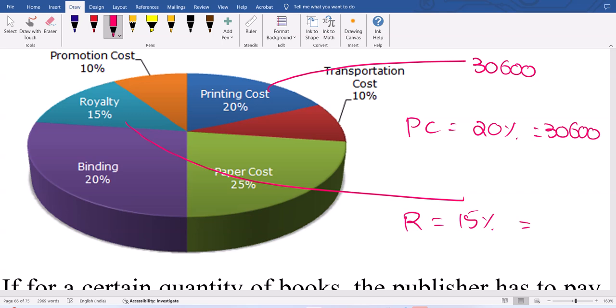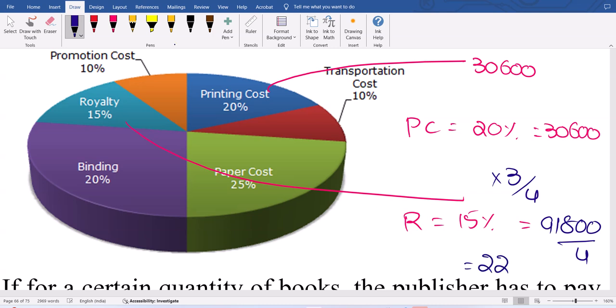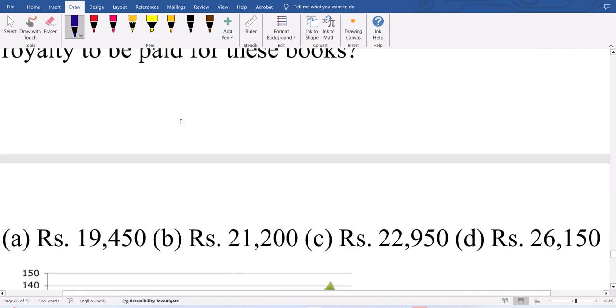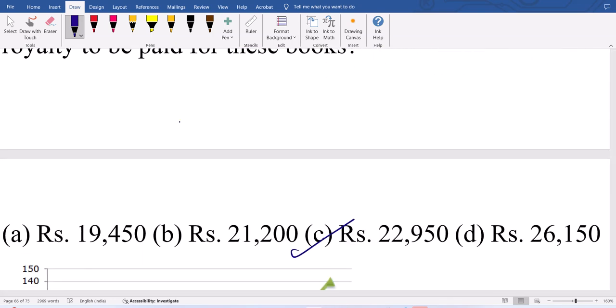We can do cross multiplication. Many ways we can handle. Some people say multiply by 3 by 4, sir, because 20 into 3 is 60, and 60 divided by 4 is 15. Do this one also into 3 divided by 4. It's your wish. If you do that, 91800 divided by 4, so 2 times, then again 2 times. 9 times, I think 22,950 something likewise. Yeah, 22,950, option C is there.